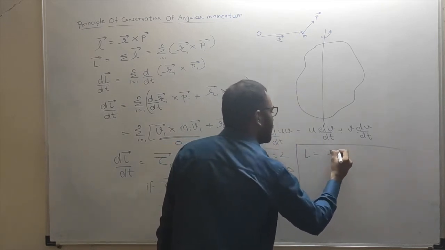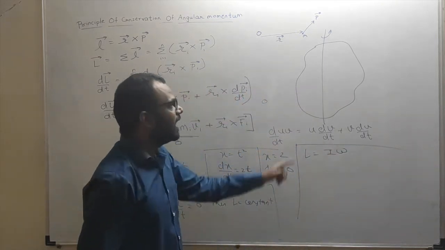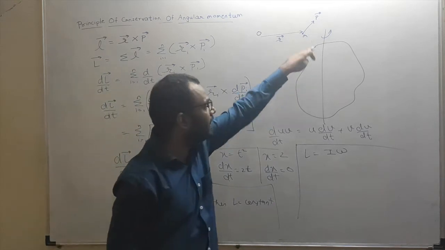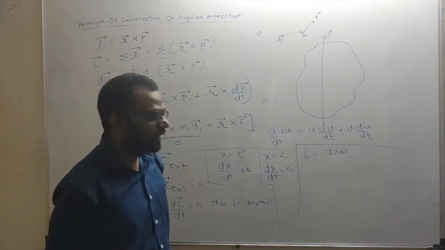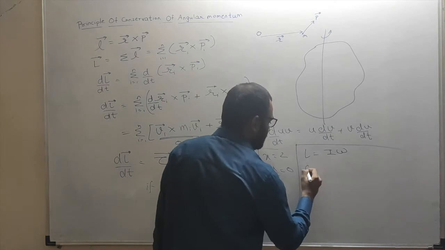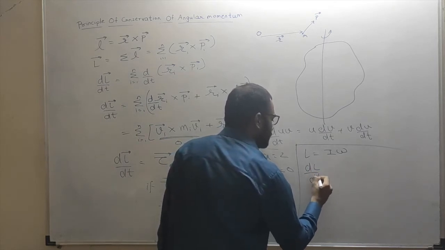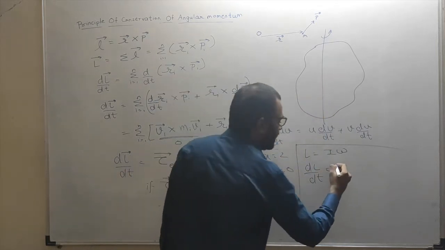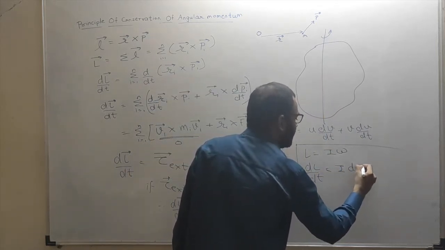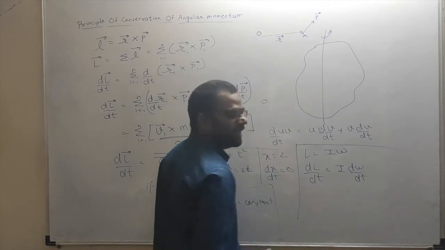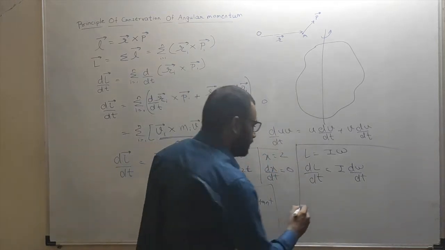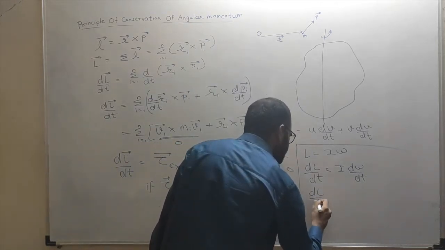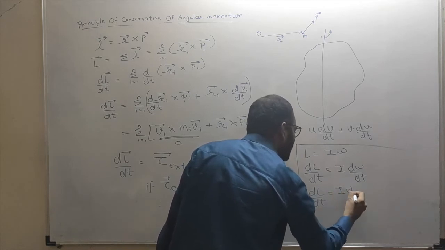Written as I into omega. We have done this derivation, where I is the moment of inertia of the body about that axis. Now let us differentiate it with respect to time. dL by dt. Since I is constant for that particular case, I can be taken outside. So I d omega by dt. Now d omega by dt is nothing but angular acceleration alpha. So dL by dt will be nothing but I into alpha.